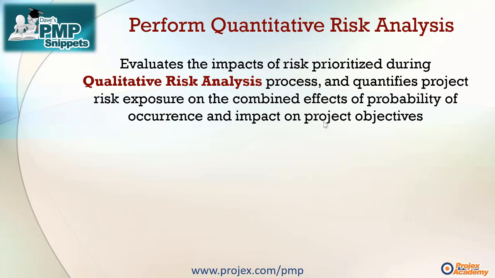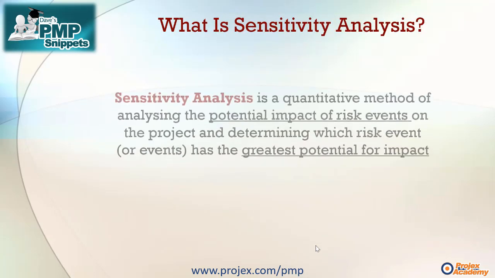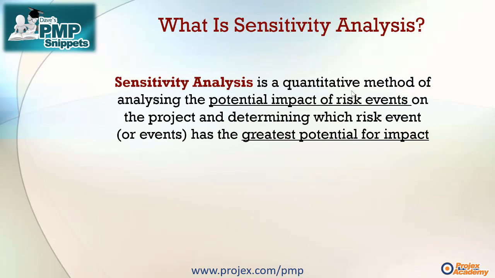Let's have a look at the key inputs and outputs on that process. Here it is, and it forms part of the planning process group. The main output here is an update to your project documents and also something called a risk report, which I'll save for another time. And the focus on this snippet is the technique called sensitivity analysis. So what's all that about, I hear you say? Well, sensitivity analysis is a quantitative method of analysing the potential impact of risk events on the project and determining which risk event, or indeed several events, has the greatest potential for impact.